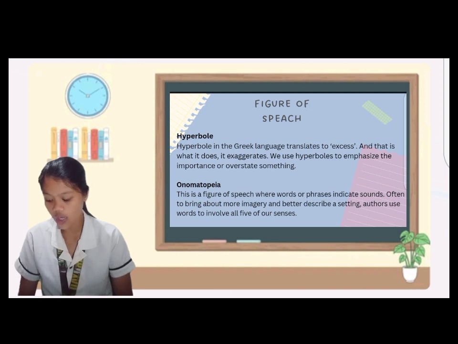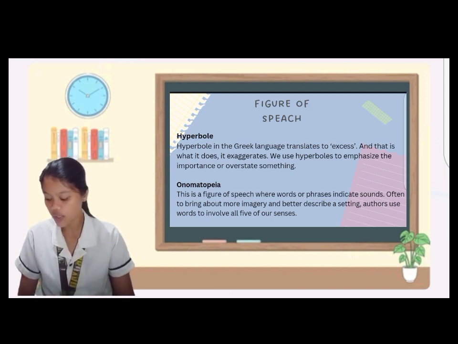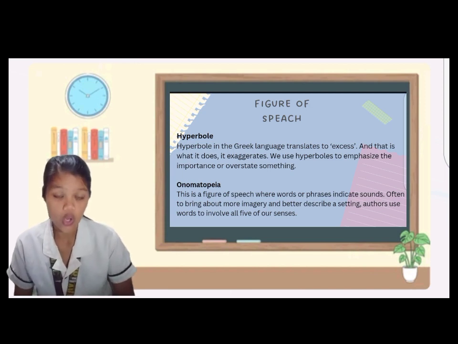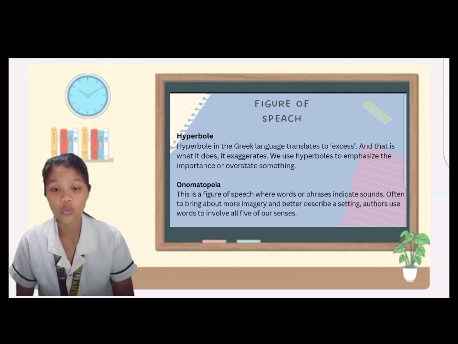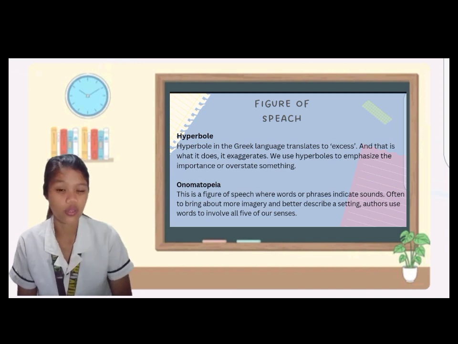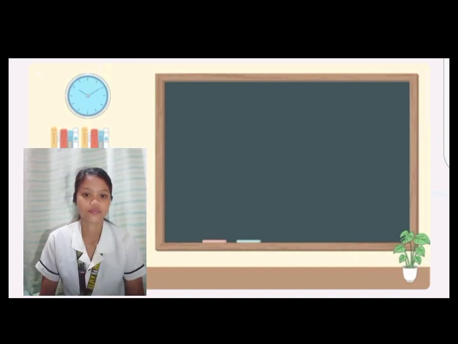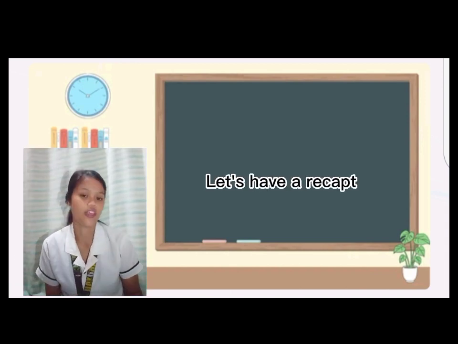Okay, so you are using words. Another example is the leaves were rustling. We use rustling for the leaves. Okay, so you are using sounds or the senses. Okay, so that is the lesson for today.